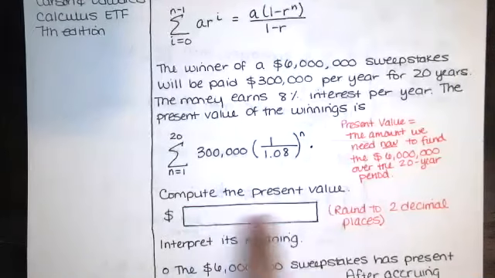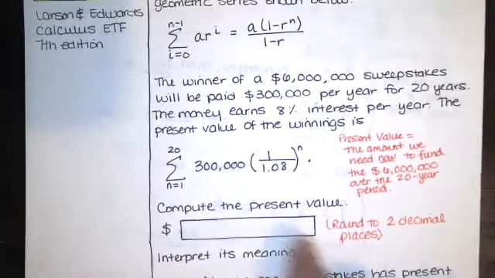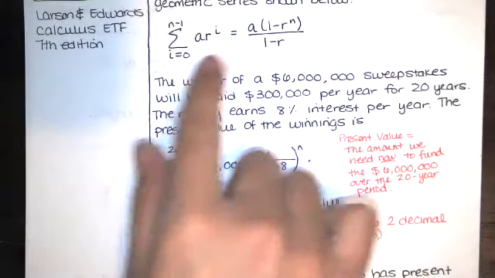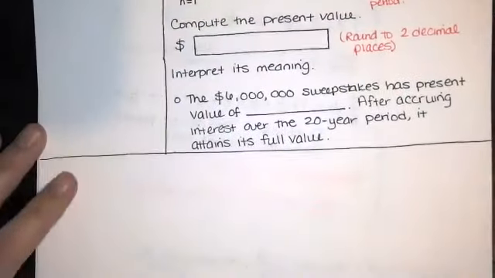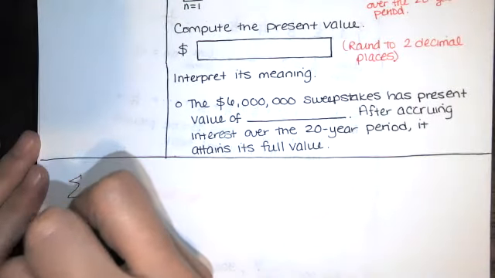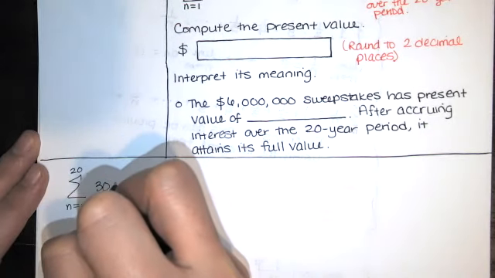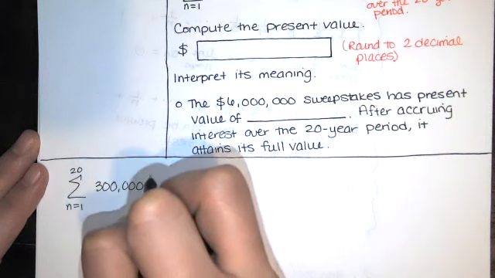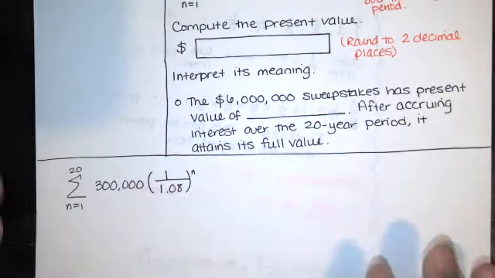Now, down here, they're just asking us to compute this value, and we can compute this value knowing what we know about Calculus 2. So basically, we want to take this sum and compare it to this sum and sort of match them up in some way. So we have the sum, as n goes from 1 to 20, of 300,000 times 1 over 1.08 raised to the nth power.